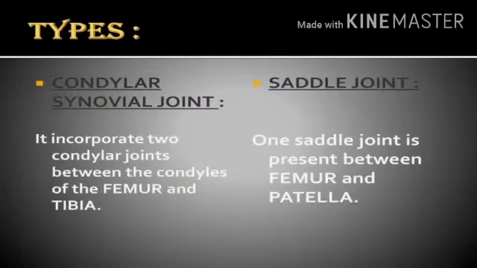Types: condylar synovial joint and one saddle joint. The condylar synovial joint incorporates two condylar joints between the condyles of the femur and the tibia. So the lateral femorotibial joint plus medial femorotibial joint come under the condylar synovial joint, whereas one saddle joint is present between the femur and patella or kneecap.